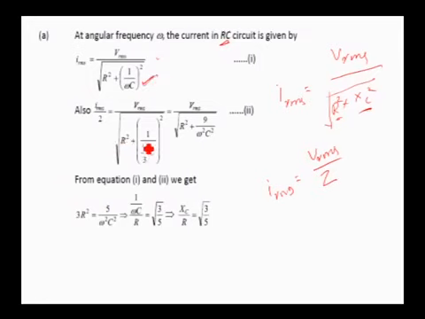Suppose that omega is reduced to omega by 3, then the current gets reduced to IRMS by 2. Simplifying this, you get another equation, equation 2. Solving equation 1, that is omega for current IRMS, and equation 2, omega by 3 for current IRMS by 2, if you substitute them, you finally get the ratio of XC by R is root 3 by 5. The only thing is writing the two equations, for omega with current IRMS and for omega by 3 with current IRMS by 2. Simplify them, and finally you get XC by R as root of 3 by 5.